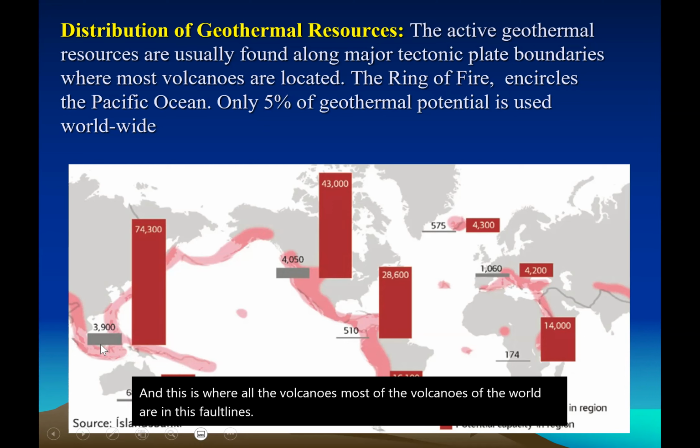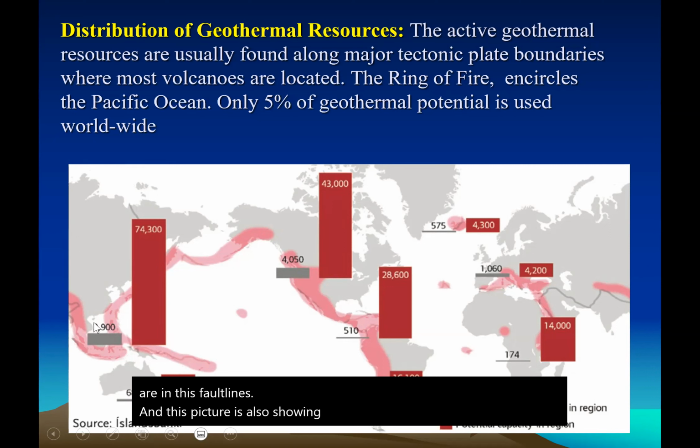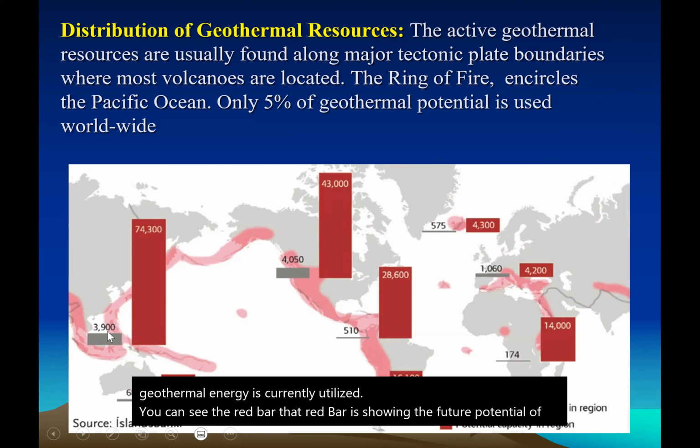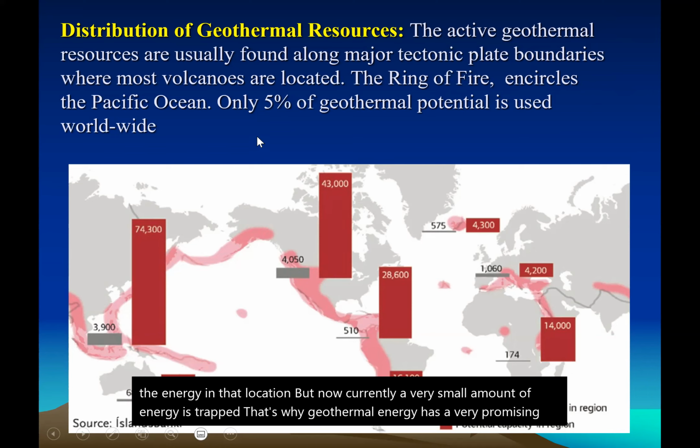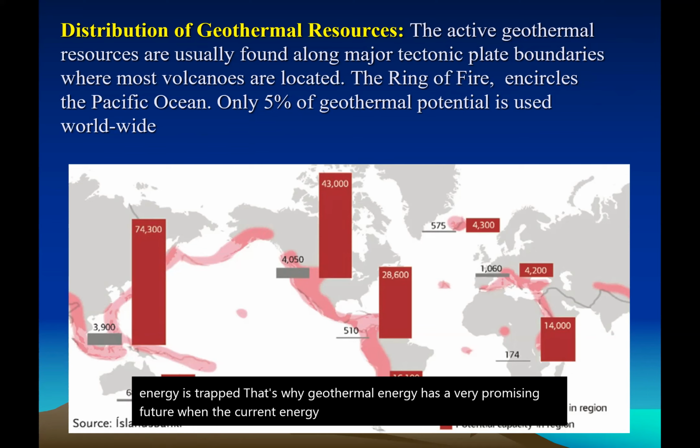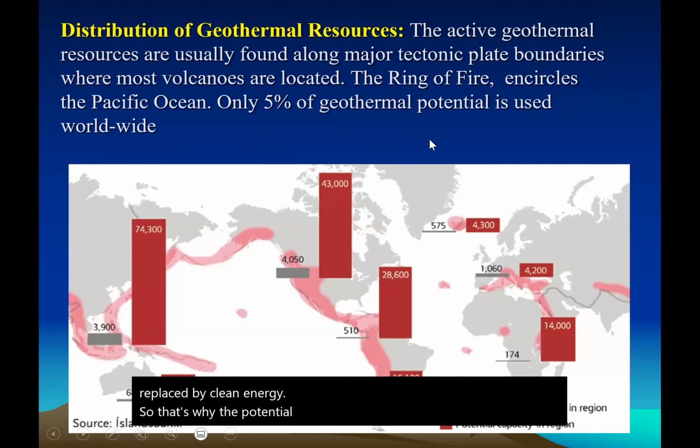And this picture is also showing how just 5% of the available geothermal energy is currently utilized. You can see the red bar. That red bar is showing the future potential of the energy in that location. But currently, a very small amount of energy is tapped. That's why geothermal energy has a very promising future when the current energy demand is very high, and we are all looking for a clean energy transition. We want the energy grid to be replaced by clean energy. So that's why the potential in geothermal is very high.